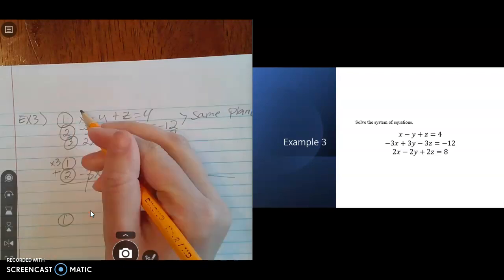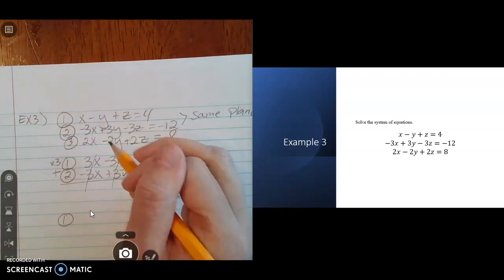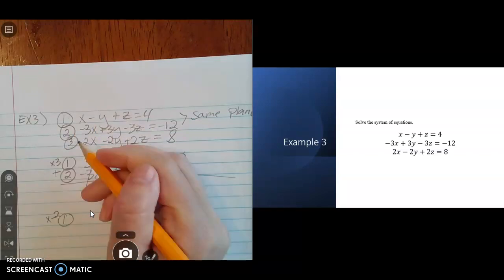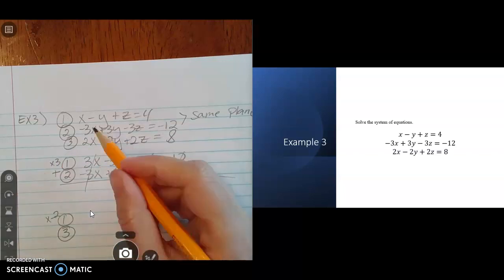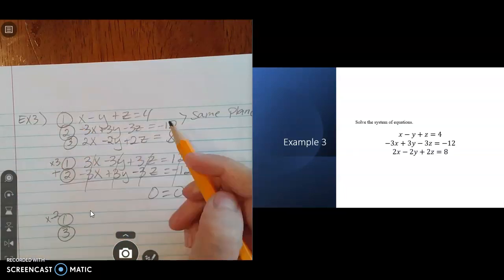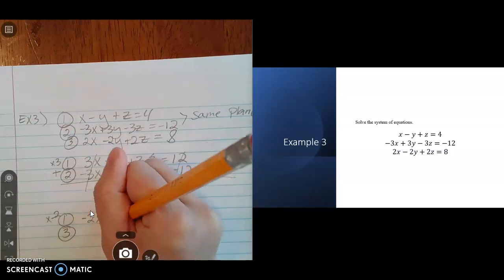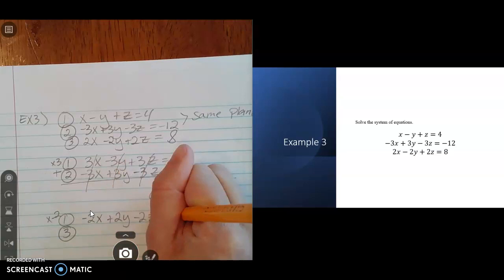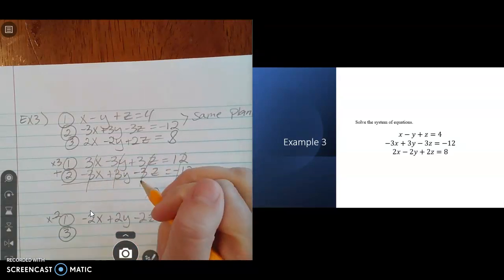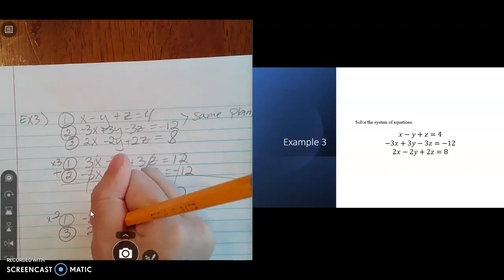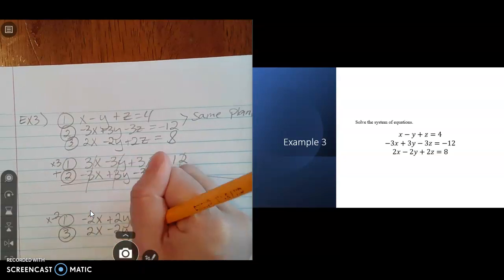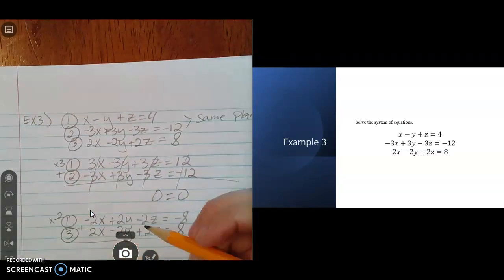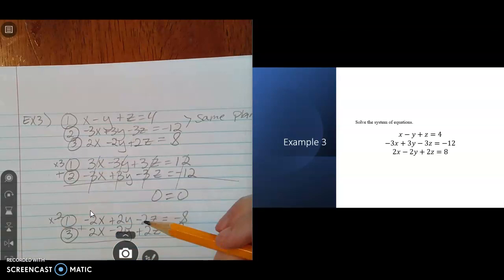So I'm going to take my equation 1, and just so I can use my elimination, I'm going to multiply it by negative 2 so it matches up with equation 3. For my equation 1, if I multiply both sides by negative 2, I'll get negative 2x, positive 2y, negative 2z, and a negative 8. Equation 3, I'm not doing anything to it. I'm just going to keep it exactly like it is. And when I use my elimination and I add those two equations together, everything cancels out again.